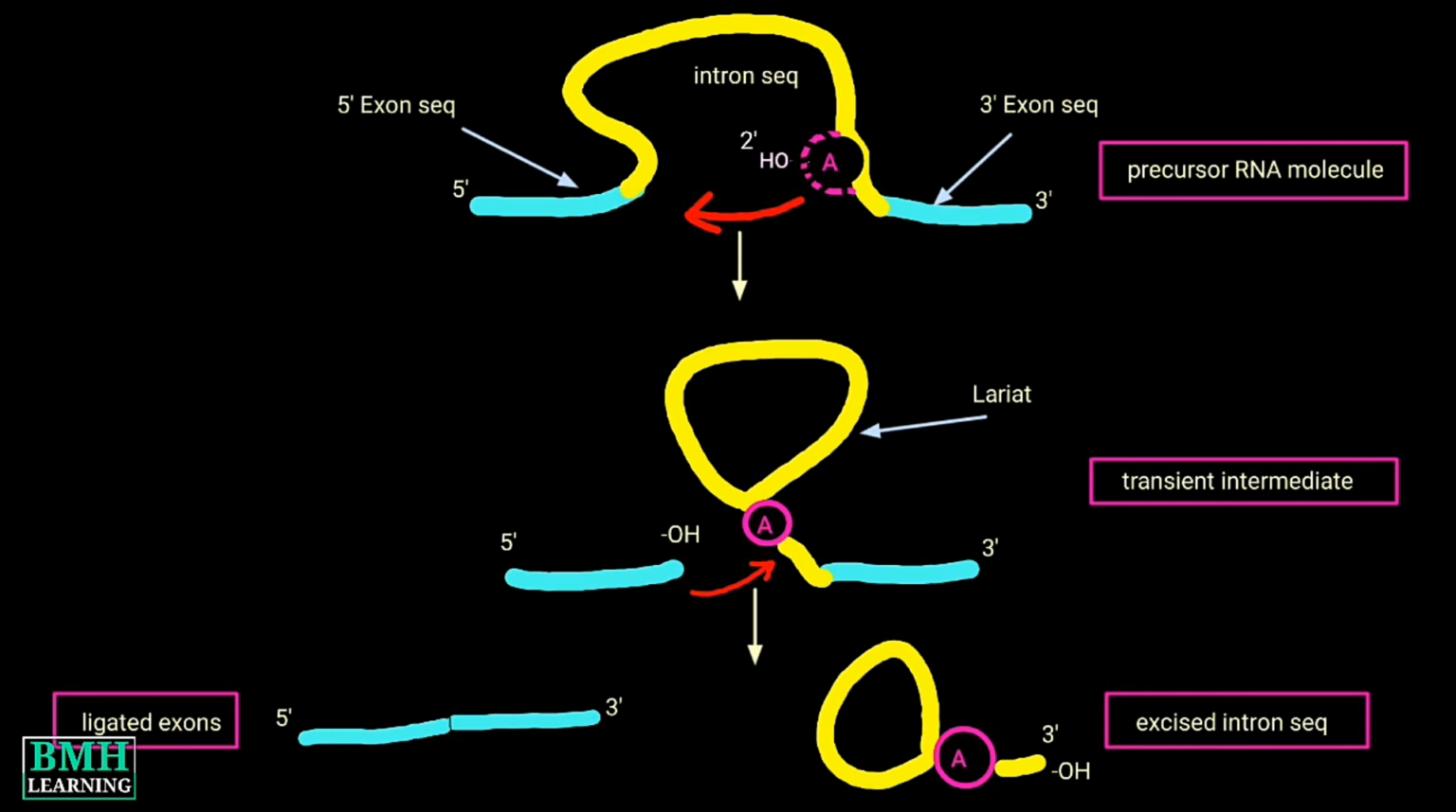The second step of splicing involves attack by the 5' exon on the 3' splice site. This results in ligation of the flanking exons and release of the lariat or linear intron.